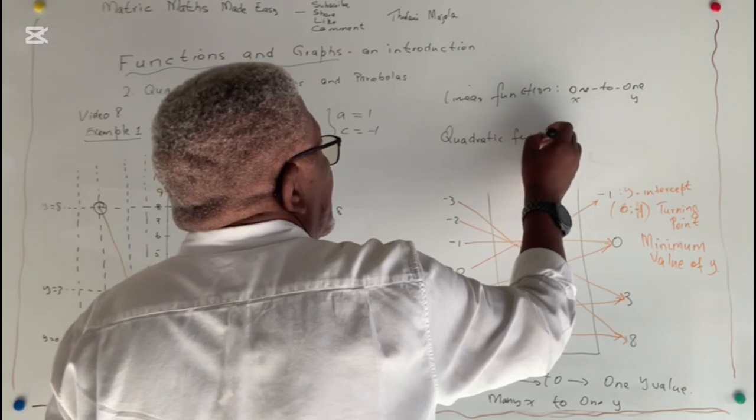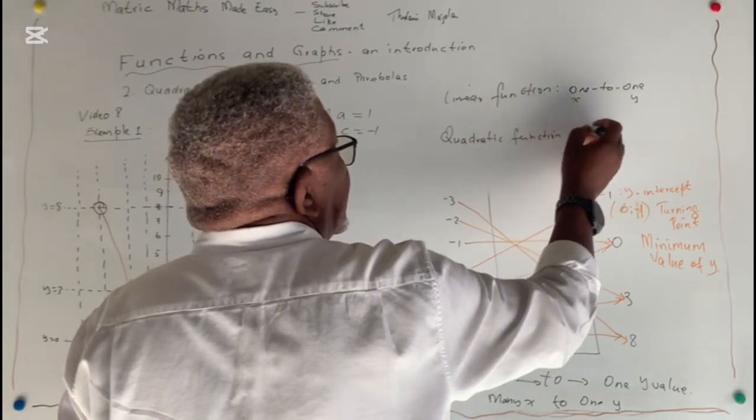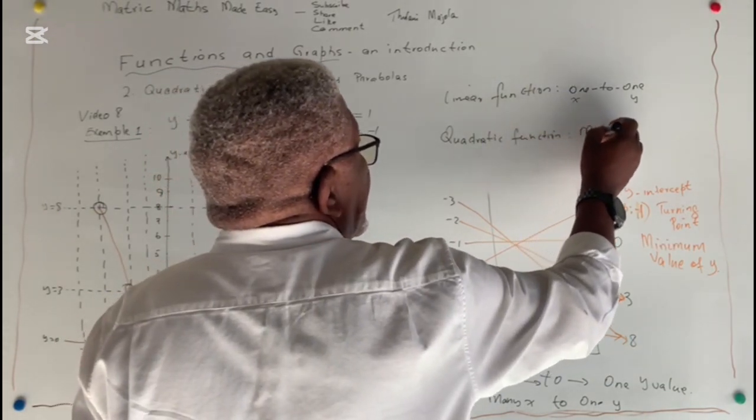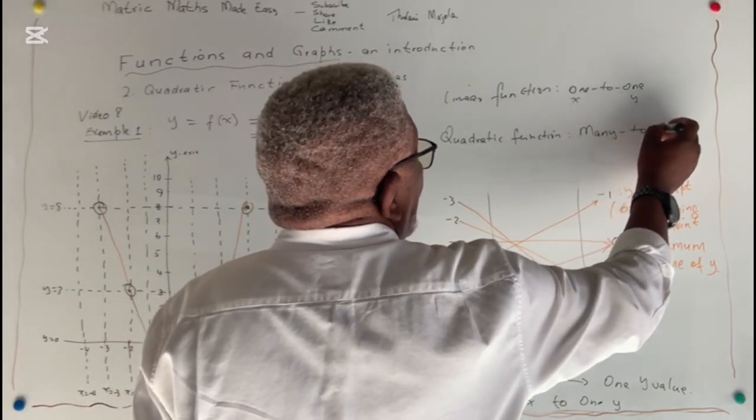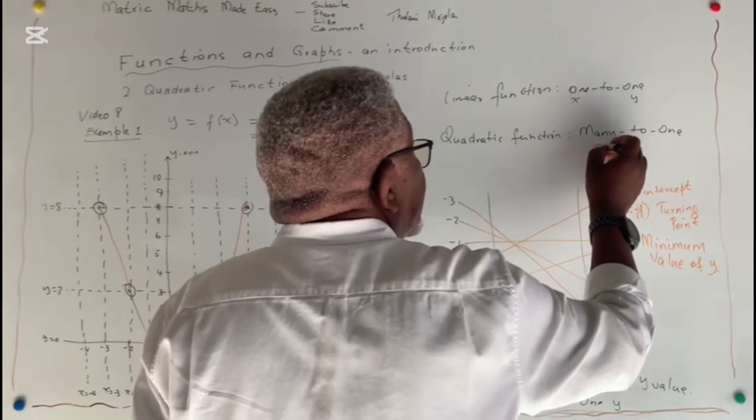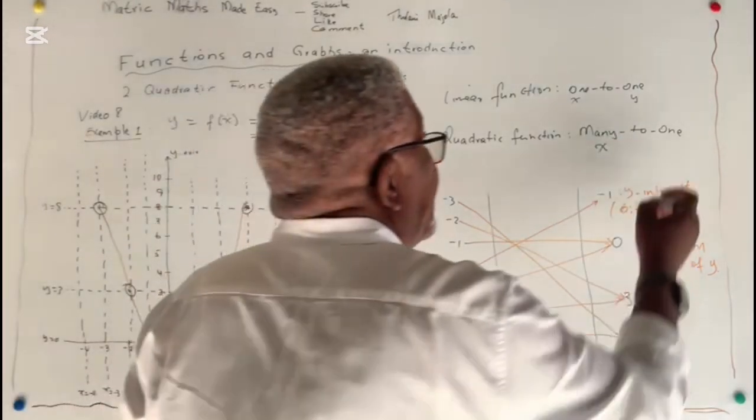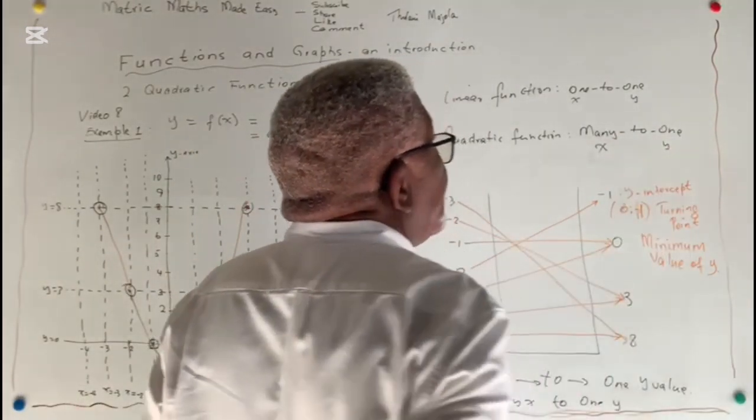And now this quadratic function is called a function because it's got many to 1. Again, you must specify many x independent variables to 1 y dependent variable.